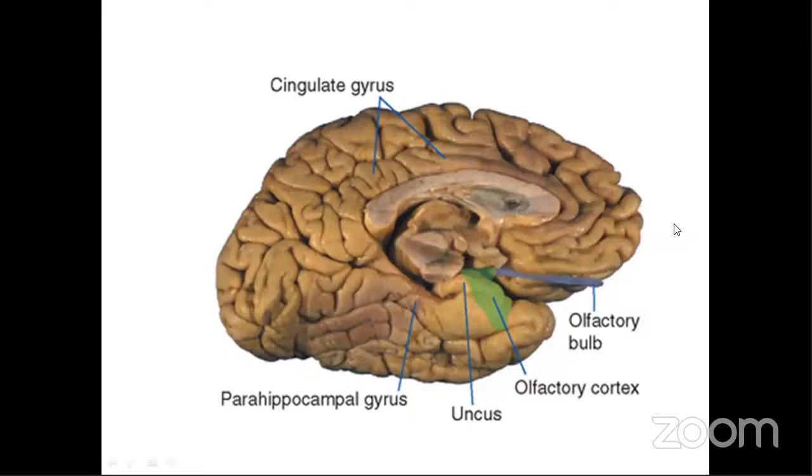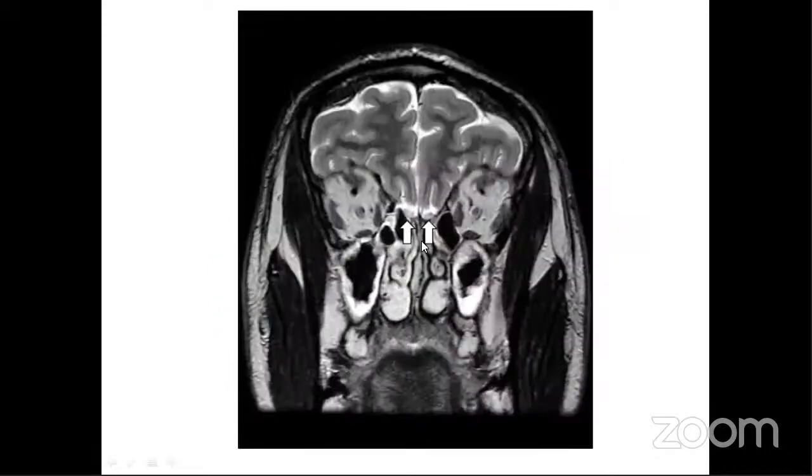This is the MRI appearance of the olfactory nerve. Olfactory nerves are located on the undersurface of the frontal lobe. So, reflected, we can see them here, and more clearly only on the coronal cut. So this is the T2 weighted coronal cut MRI brain. Here we can see the arrows pointing towards the olfactory nerve.